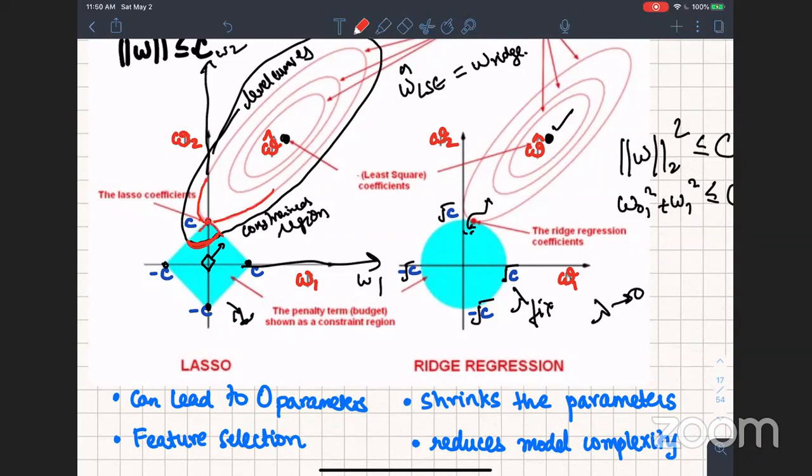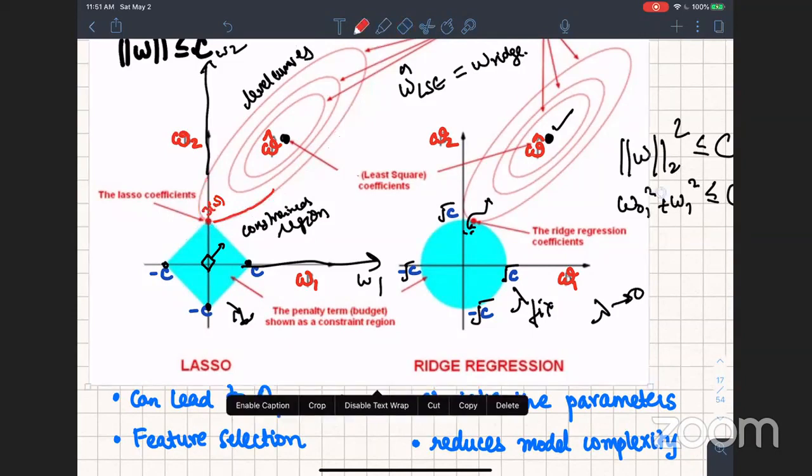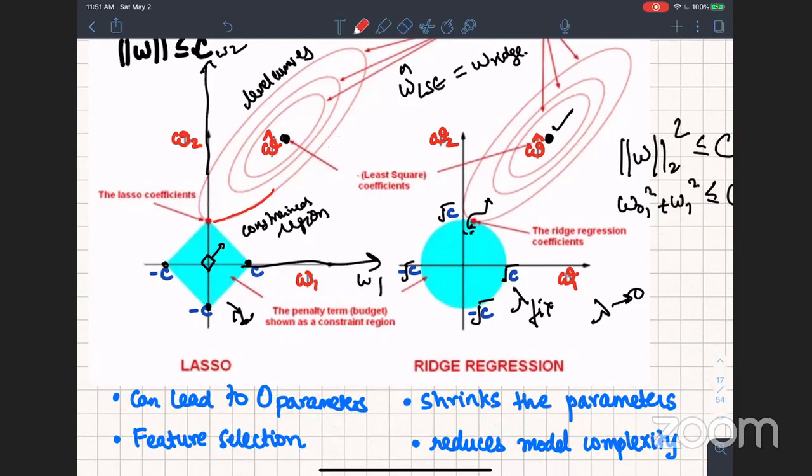It is still satisfying the constraint equation, and compared to this, it has a lower J(W). So you can always look into these lower contours until you reach the spot where you are just touching only the corners. So in lasso, the only probable solutions are these four corners. They are the only solutions.